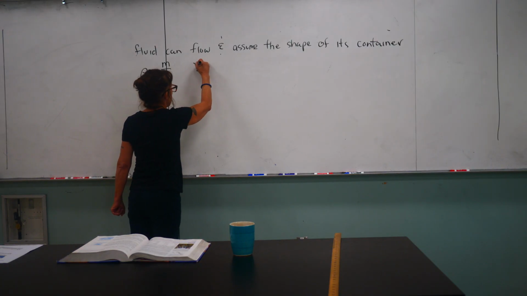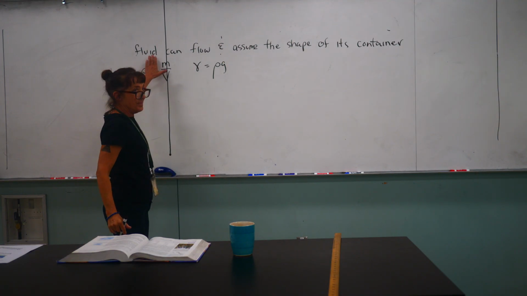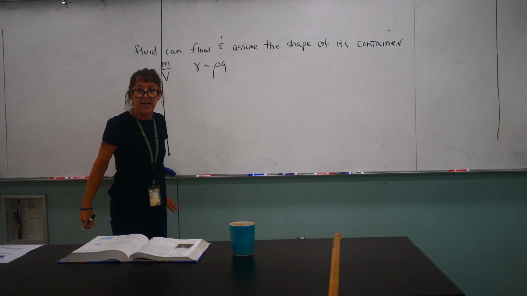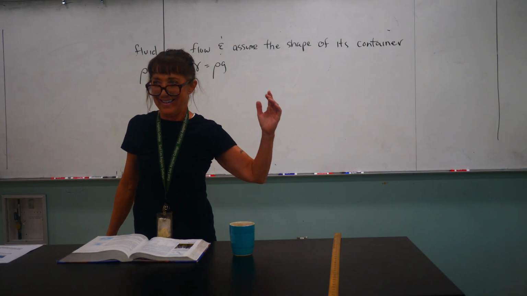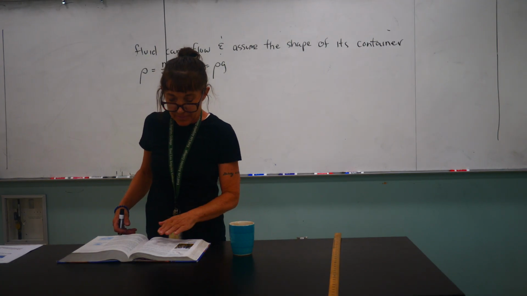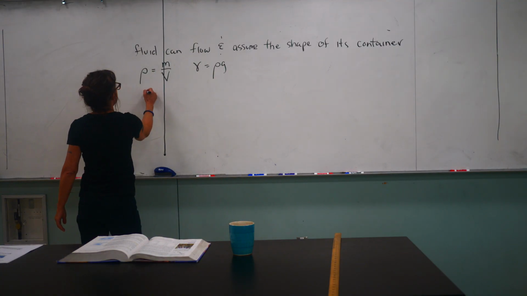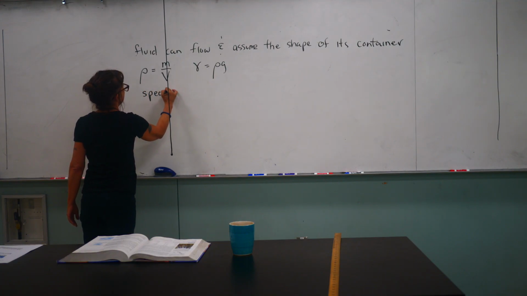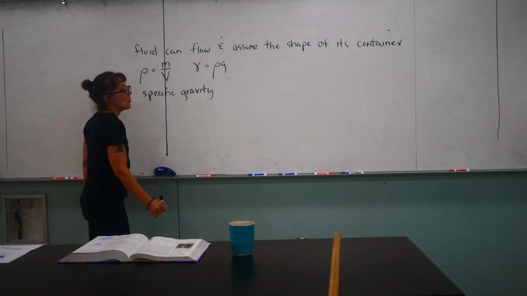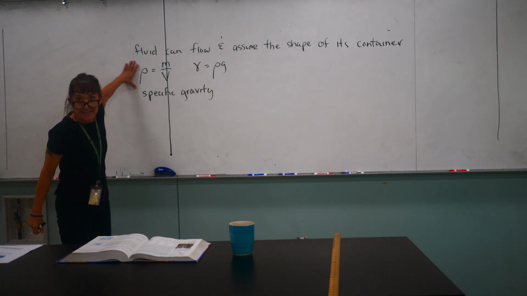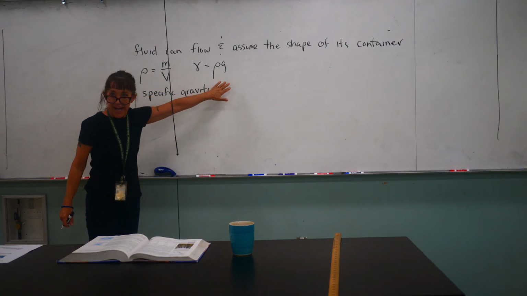And maybe we'll do the gamma, which is rho g, so the weight divided by volume, okay? Another term that we should be familiar with is called specific gravity. Rho is the symbol for density, and the other one is gamma. It's just a weight density.